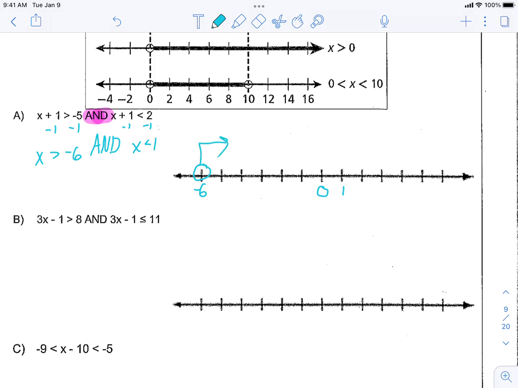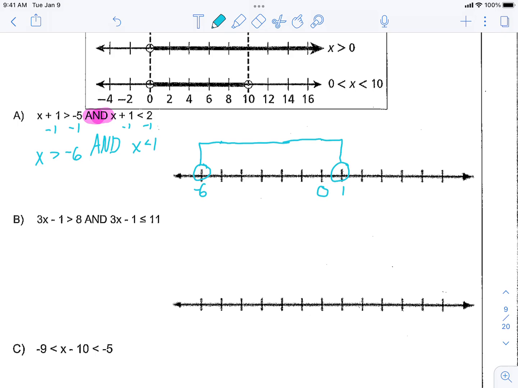Notice I didn't just put an arrow here. I'm waiting for that. I just got the direction down. Now x is less than 1. Again, open circle, going to the left. You can see what's going to happen here. They will meet in the middle. Ands meet in the middle.